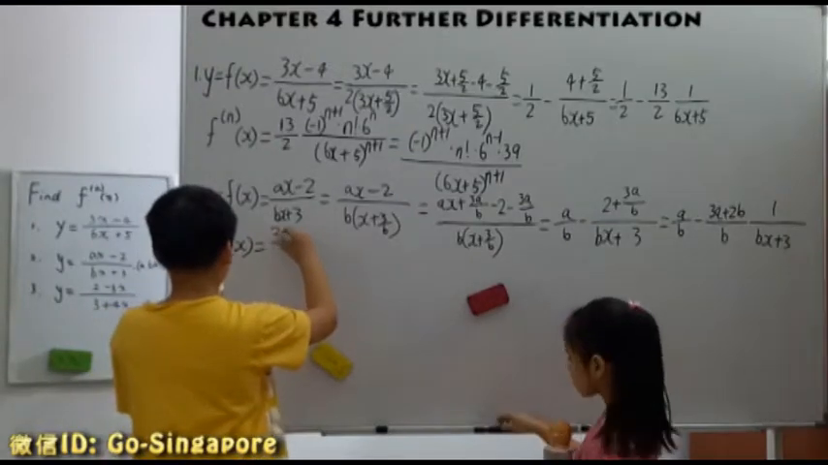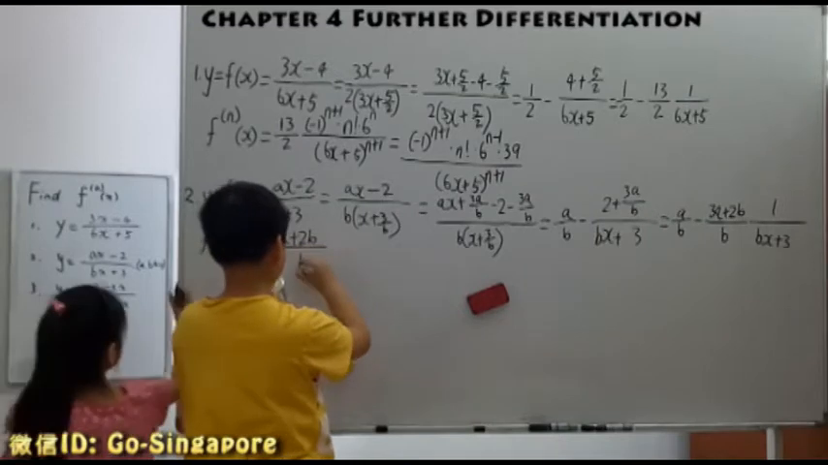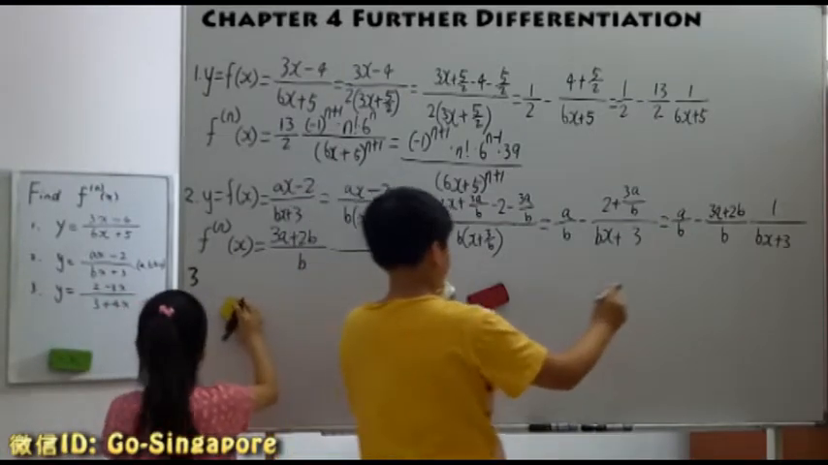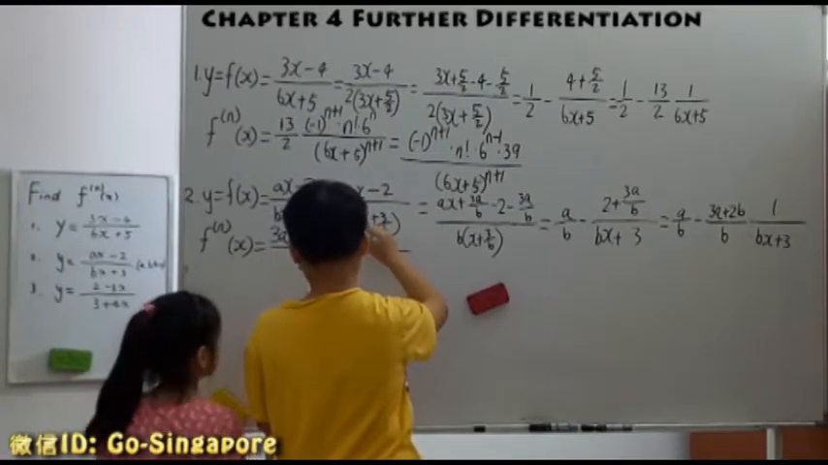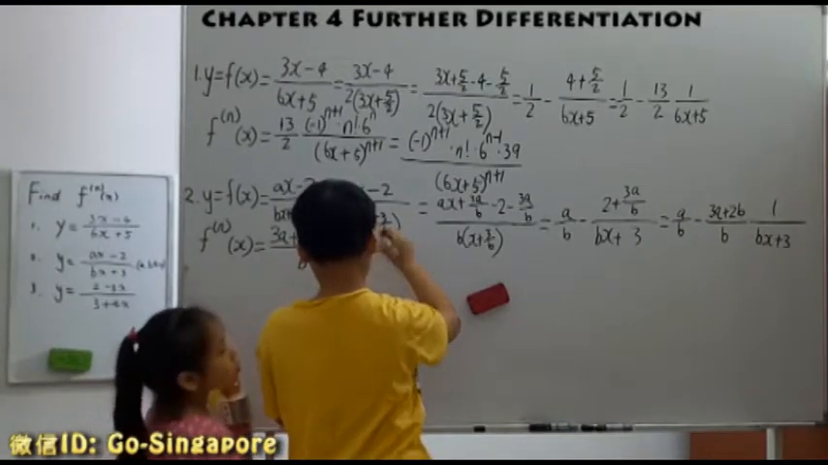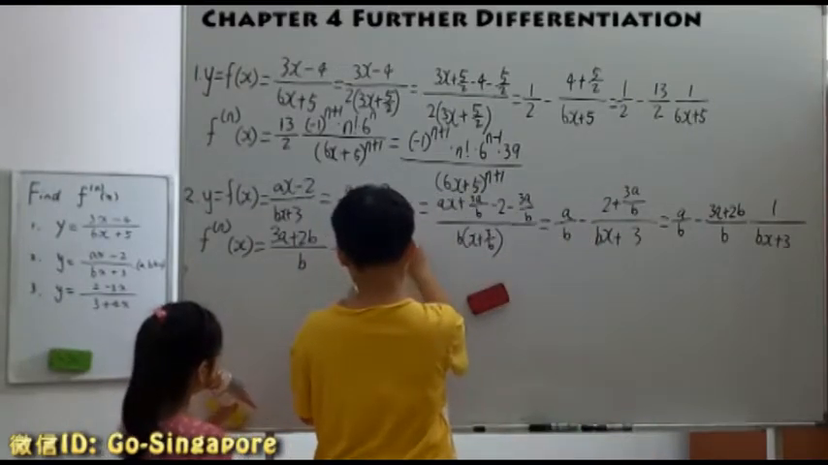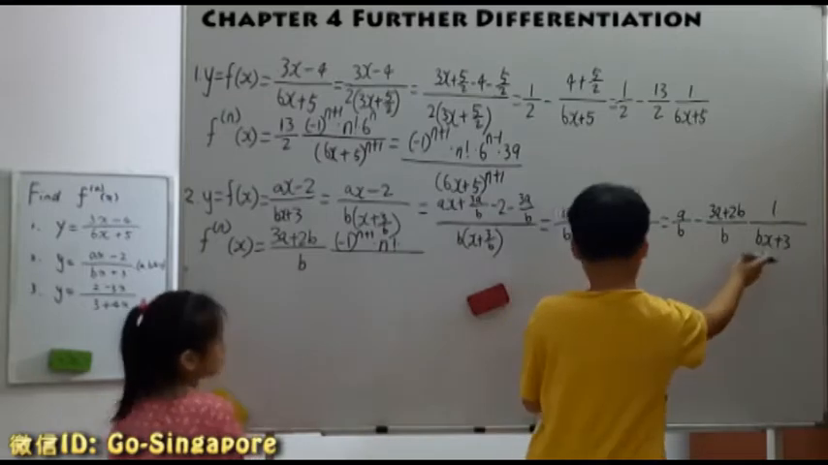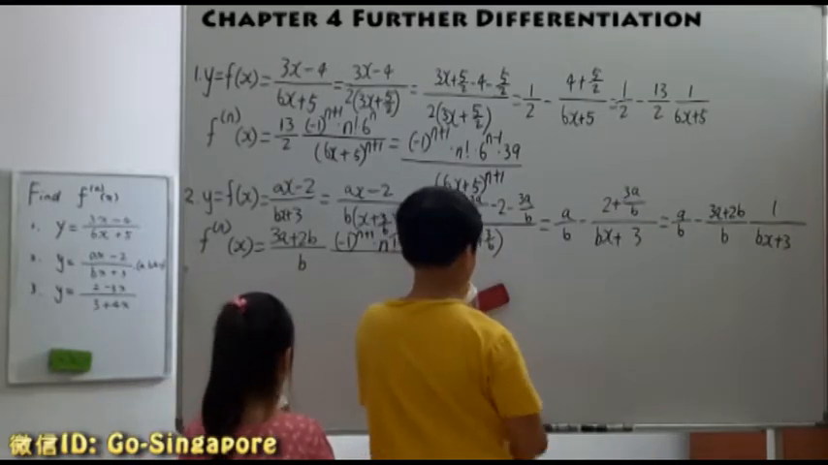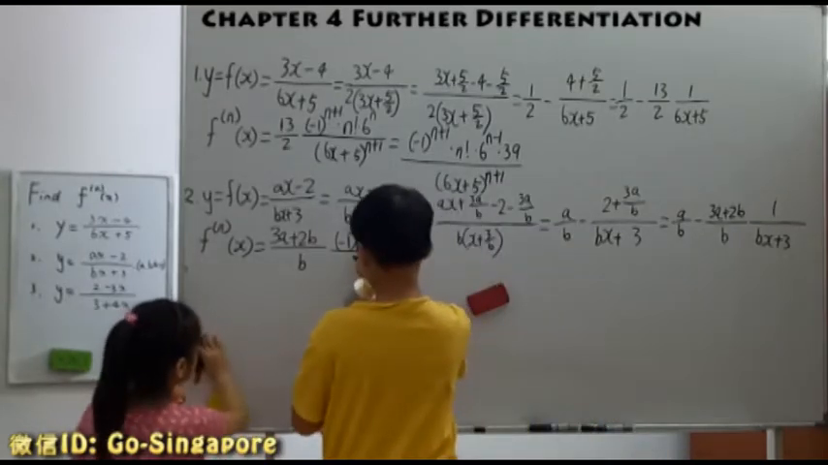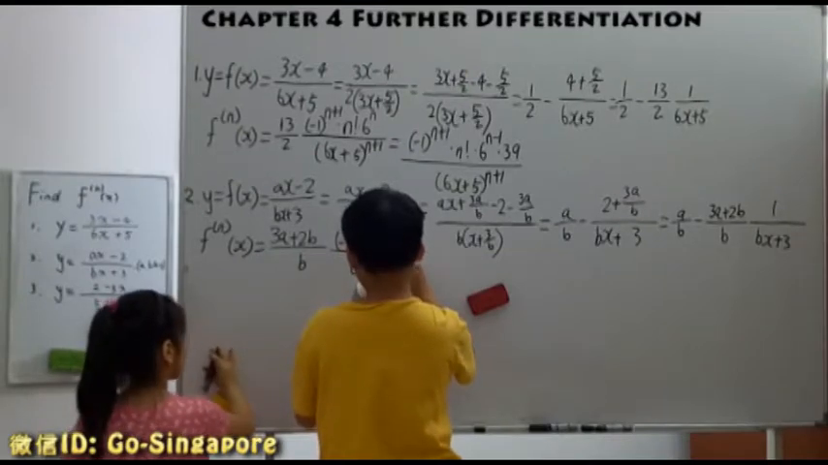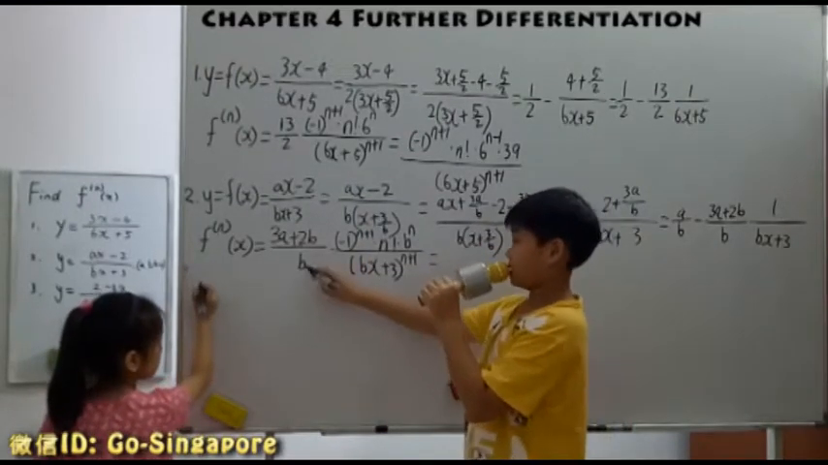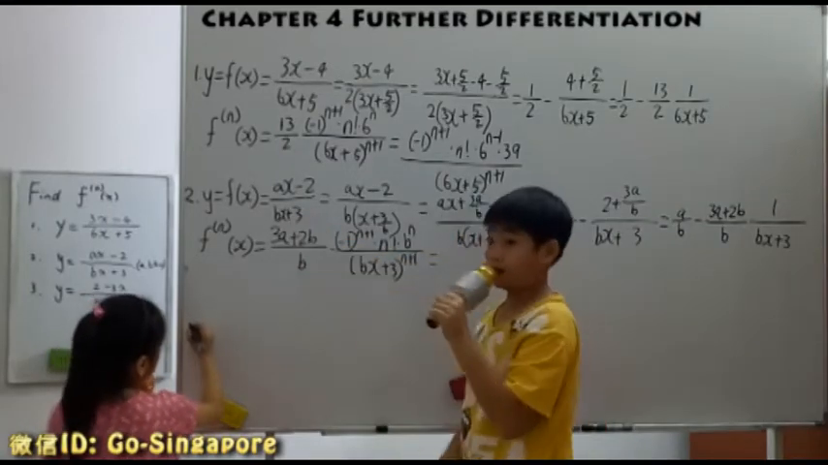So here again, 3a plus 2b over b still stays here. Now we look at this part. Here there's an extra negative, so there's a negative 1 bracket, this is n plus 1. Then here n factorial. Then for the n factorial, don't forget about the b. So here is b to the power of n, and down here this is bracket bx plus 3 bracket to the power of n plus 1. Simplify. So this b and one of these cancel, right? But this we'll just bracket it as times.